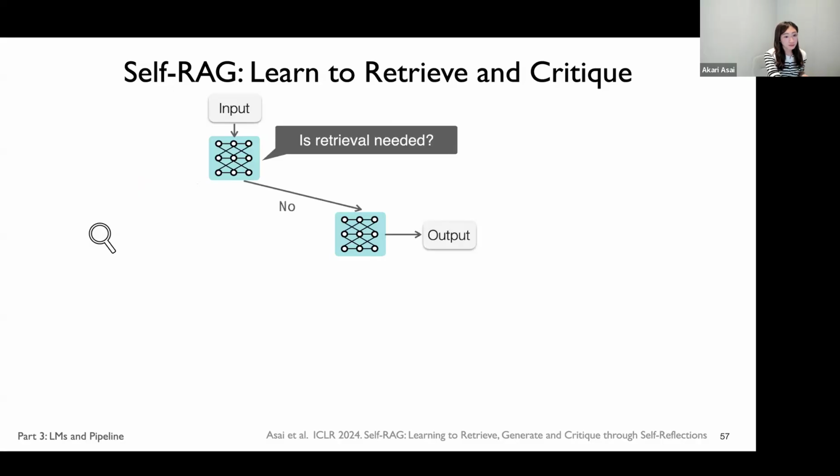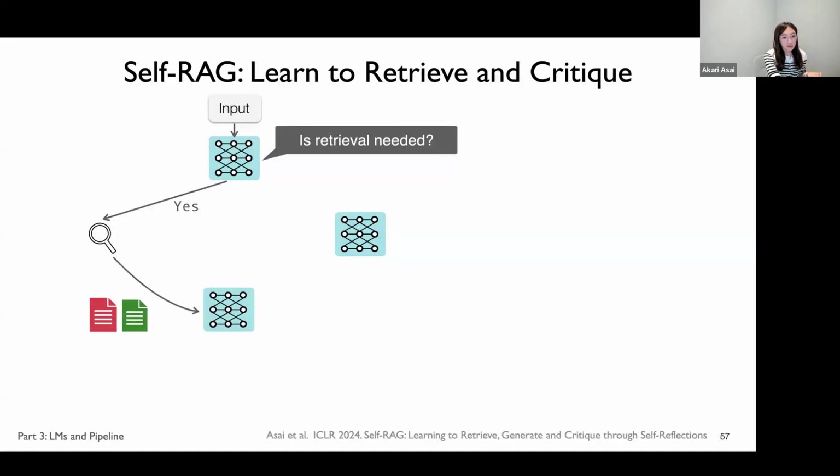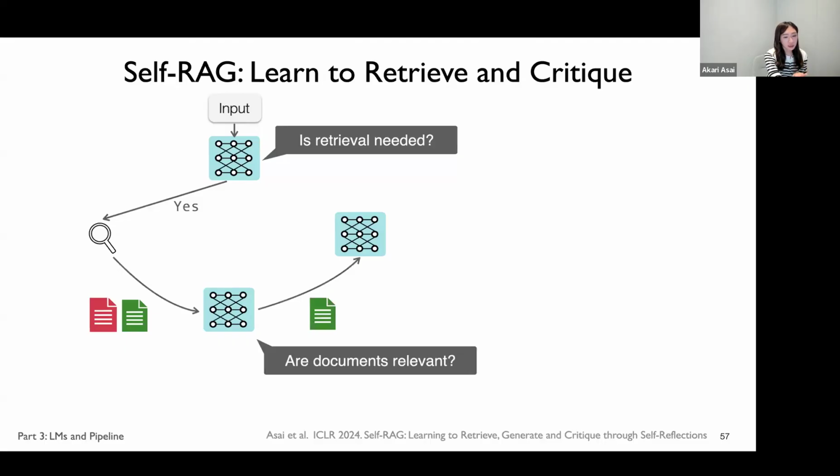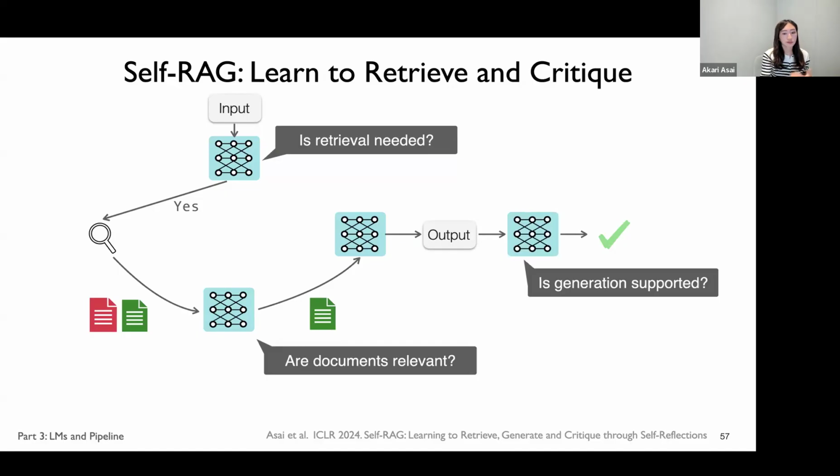So given those inputs, the model first predicts if retrieval is needed, and if retrieval is not needed, then the model acts like a standard language model. But if retrieval is needed, then we trigger the retrieval system to identify a small set of documents. Instead of just taking all of those retrieved documents, the model first evaluates if each document is related to the question or not, and then only uses the most related documents. After that, the model generates a response, and after generation, it also evaluates if the generation is fully supported by citation or not.